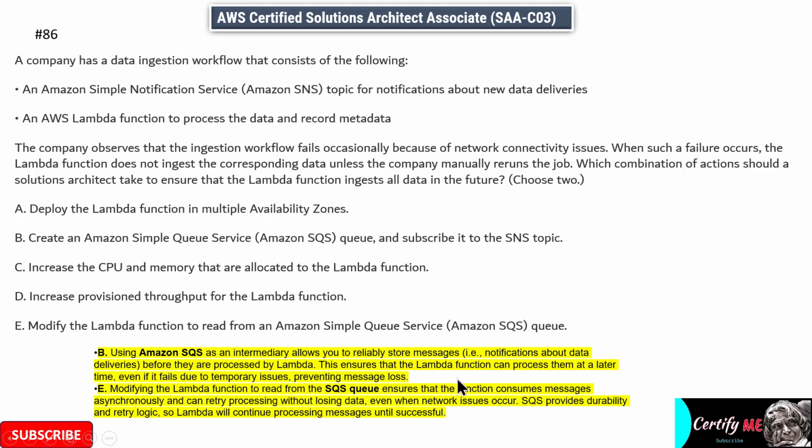This ensures that the Lambda function can process them at a later time, even if it fails due to temporary issues, preventing message loss. Modifying the Lambda function to read from the SQS queue ensures that the function consumes messages asynchronously and can retry processing without losing data even when network issues occur. SQS provides durability and retry logic, so Lambda will continue processing messages until successful. Next question.